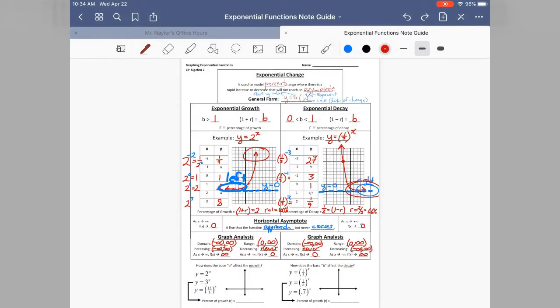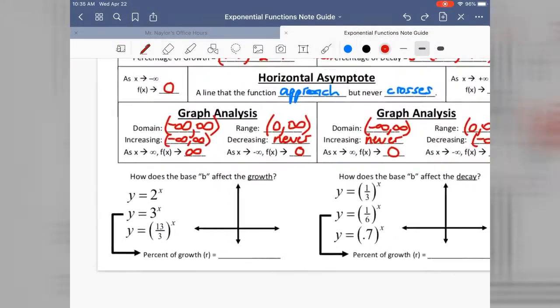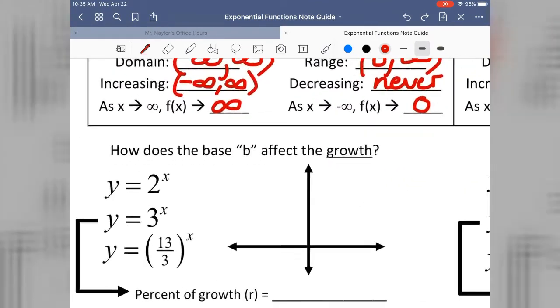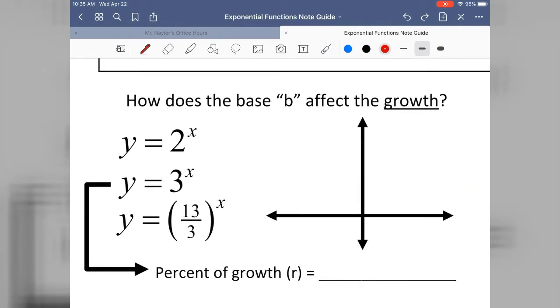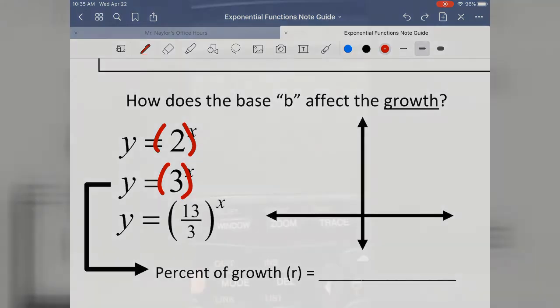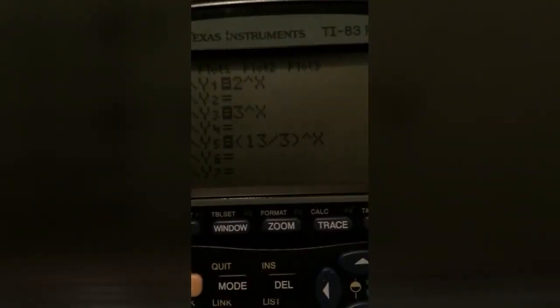Next, we want to look at how the actual value of the base affects the growth of your equation. I'm sure you can see that each of these bases is greater than 1, but notice that some of them are bigger than the other. 2 to the x compared to 3 to the x compared to 13 over 3 to the x. Make sure you interpret 13 over 3 as 4.33, still a number that's greater than 1. We'll take a look at the way that they graph on a calculator. So I carefully typed all 3 of them into the calculator. Let's see what they look like when they are graphed.